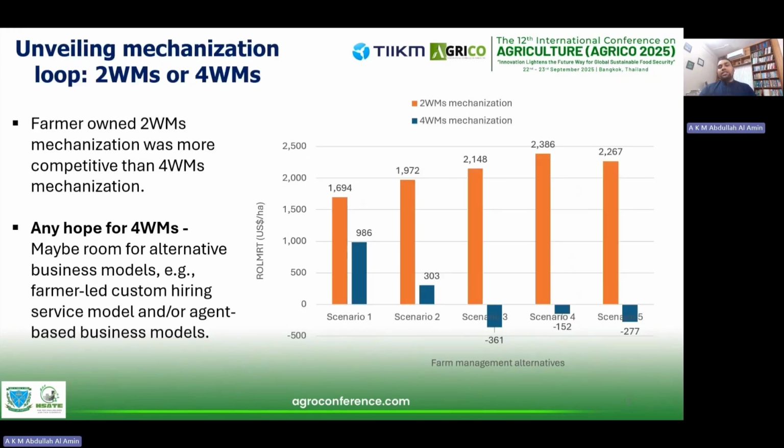The comparative analysis of the economics of smaller two-wheel machines and larger four-wheel machines indicates that smaller two-wheel machines are more competitive compared to larger four-wheel machines, which struggle to farm profitably. But don't be frustrated. Bangladesh still has larger four-wheel machines, but these are not feasible as farmer-owned mechanization. These are feasible with custom hiring services.